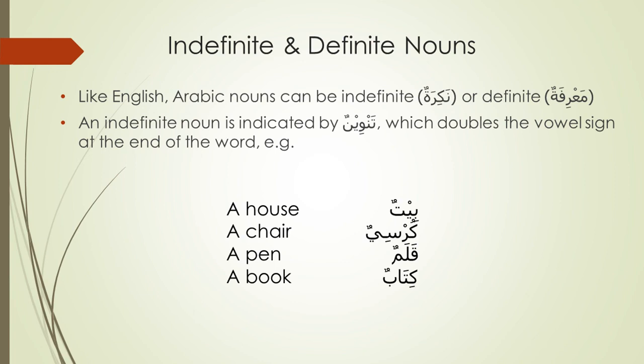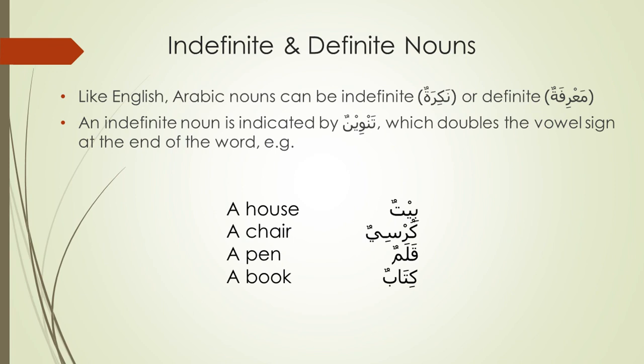So, baytun, it is any house. Kursiyun is a chair, any chair. Qalamun is any pen. And kitabun is any book. Okay, these are all indefinite nouns.